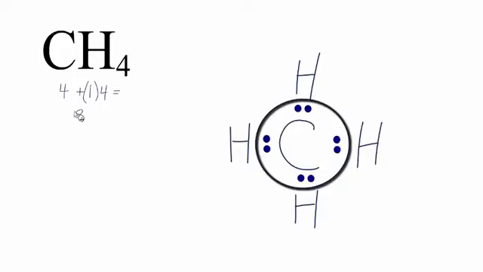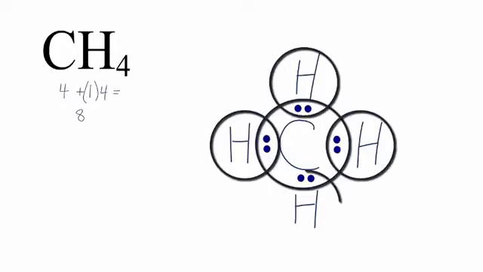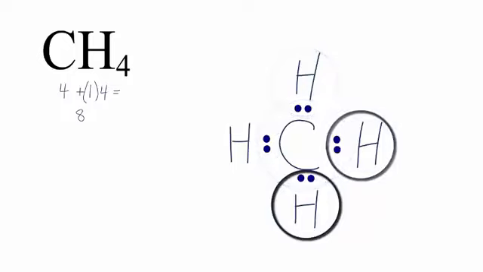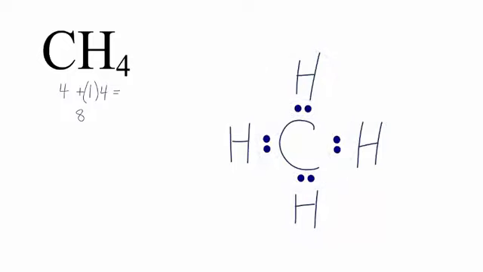We've used all our valence electrons, and the hydrogens, they each have 2. This is an important rule. Hydrogens only need 2 valence electrons to have a full outer shell. So the carbon has an octet, the hydrogens each have 2. We're done with this Lewis structure.